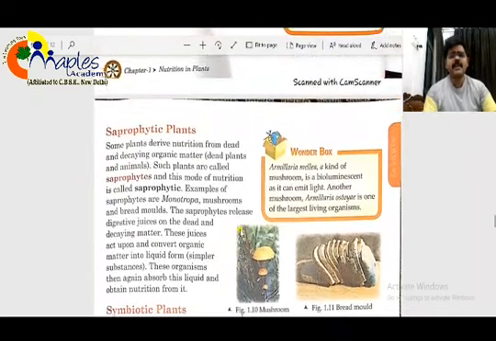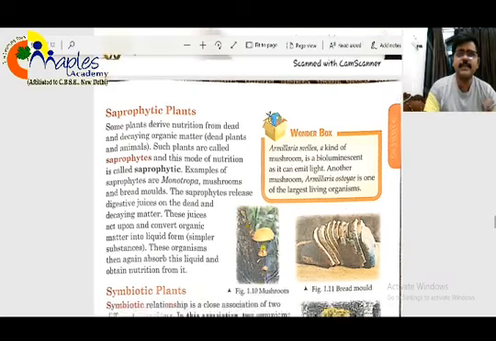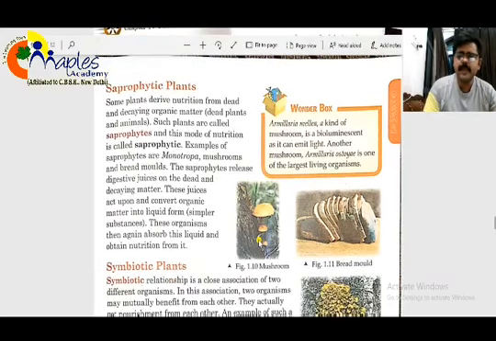Then come your saprophytic plants. As far as saprophytic plants are concerned, they are very simple, right? They obtain their nutrition from dead plants and animals. Basically they feed upon the organic matter by secreting some juices which help in the digestion of those things. And when it has been converted into simple forms, these plants can directly absorb the nutrients. So an example is Monotropa, and bread mold. Bread mold is basically a fungus.